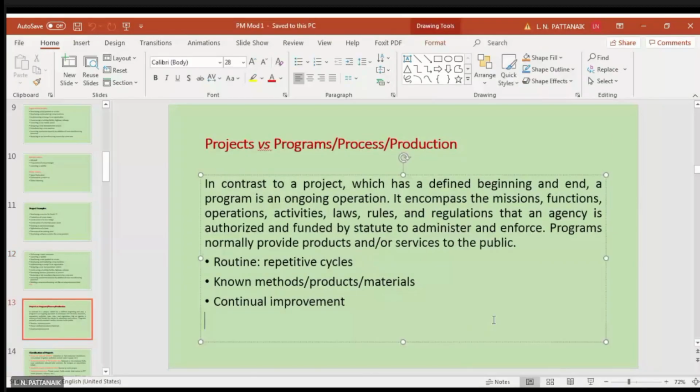So this slide, maybe the last slide for today's class. By now we have understood what exactly is a project and how it can be differentiated from terms like program, process, or production, right? Project is different. In contrast to a project, which has a defined beginning and end, a program is an ongoing operation. You might have seen some programs which go on and on. It does not have an end time, right?